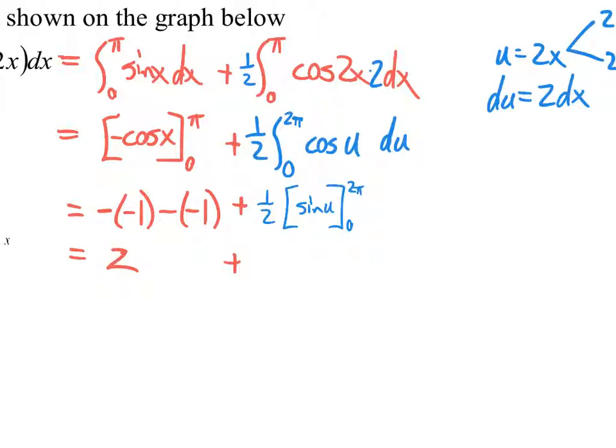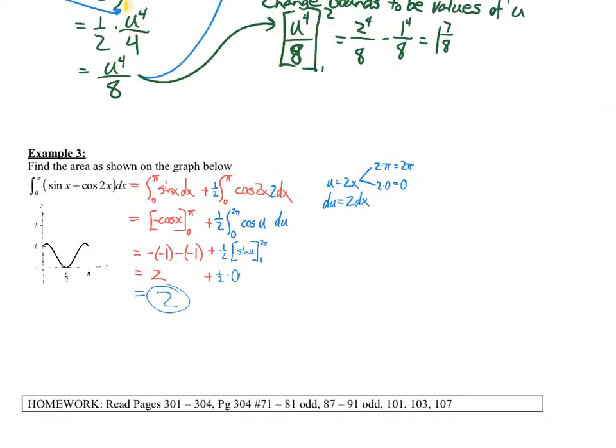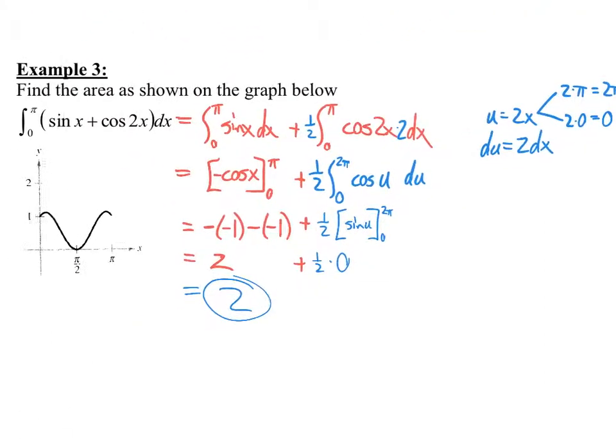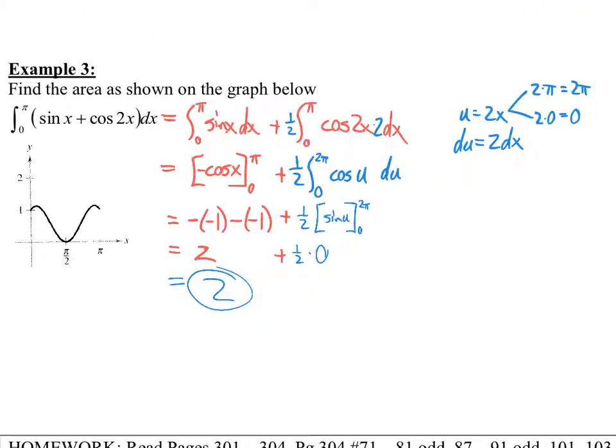What's sine of 2 pi? What's sine of 0? 0. So this is 1/2 times 0. So the whole area here is just 2. Okay? That make sense? Okay?